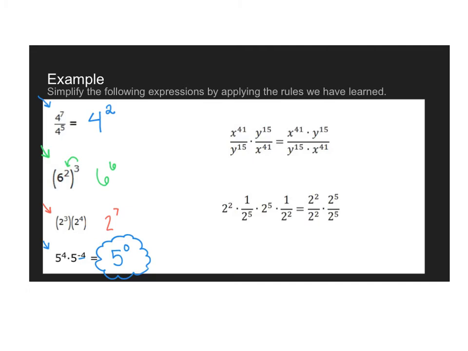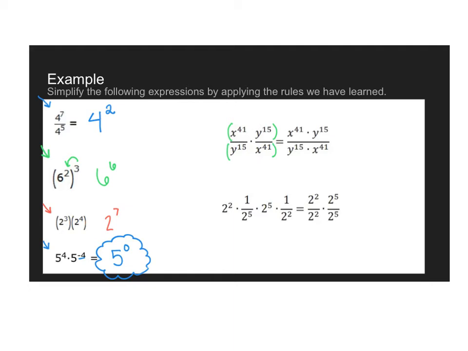And then let's work on these next two together because they're pretty lengthy, okay? It says x to the 41st divided by y to the 15th times y to the 15th divided by x to the 41st. So what they did is they just went ahead and combined these. They multiplied these up top, and then they multiplied these on the bottom. And now they have this full fraction right here, x to the 41st times y to the 15th over y to the 15th times x to the 41st.